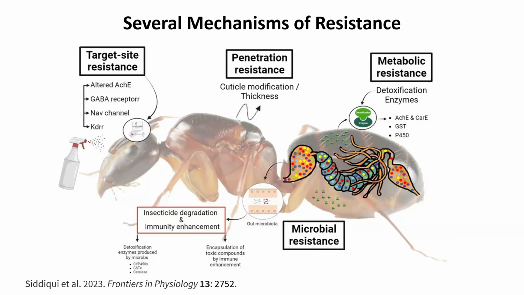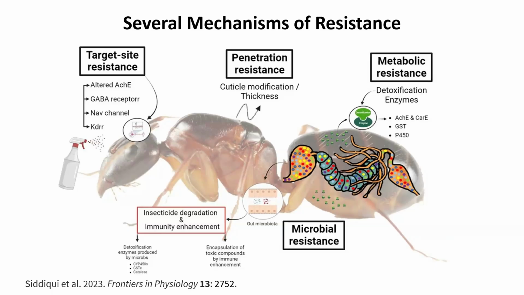There's other kinds of resistance. Penetration resistance refers to thickening of the cuticle or some alterations in the chemistry of the cuticle to limit insecticide sprays from penetrating into the body. Of course, microbes in the microbiome could be a component of insecticide resistance. We know that microbes develop insecticide resistance, so they could be conferring some advantage to the insect host.